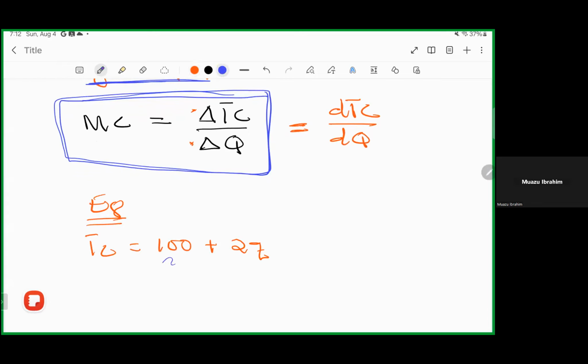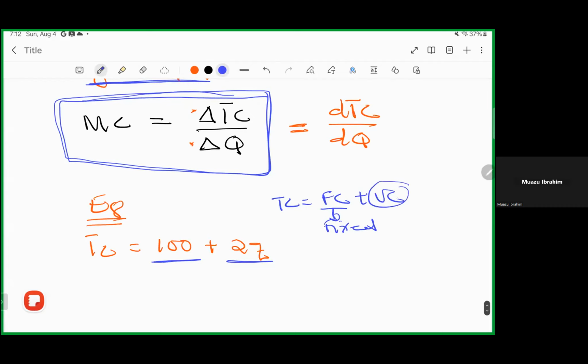You have two things here, this particular side and this particular side. So remember, total cost is equal to fixed cost plus variable cost. Fixed cost is fixed irrespective of the level of output, which means that fixed cost does not depend on output. But variable cost is not fixed. It depends on output, which means that it depends on the number of units that you produce.